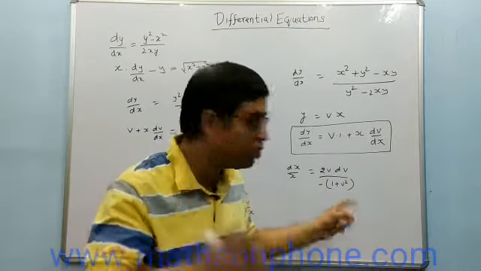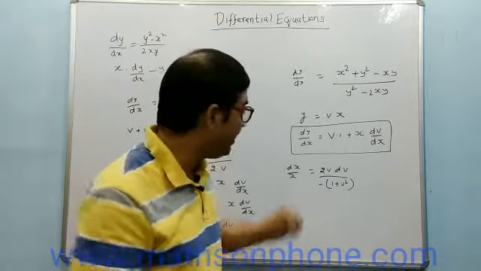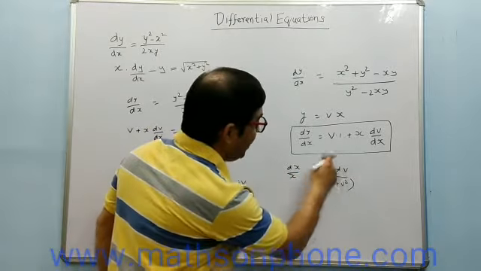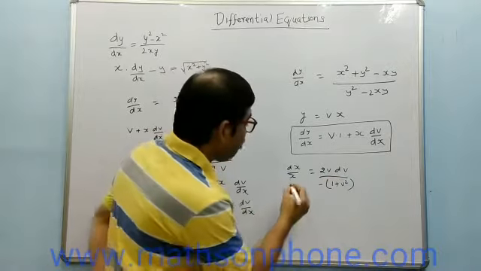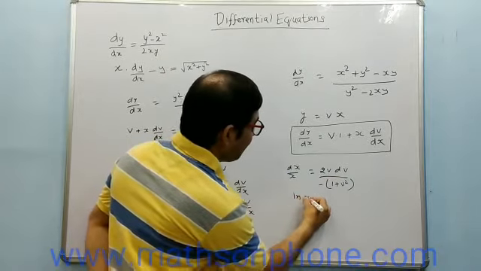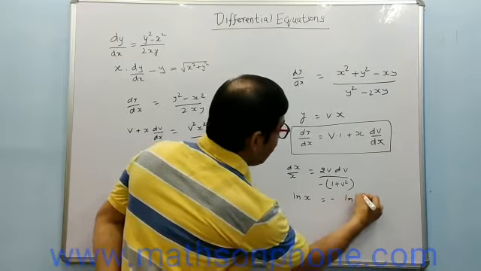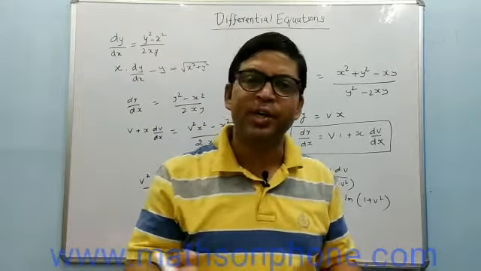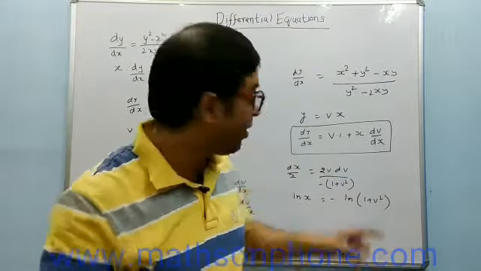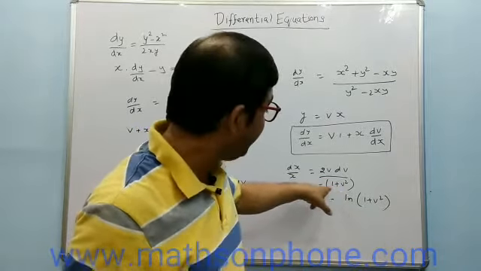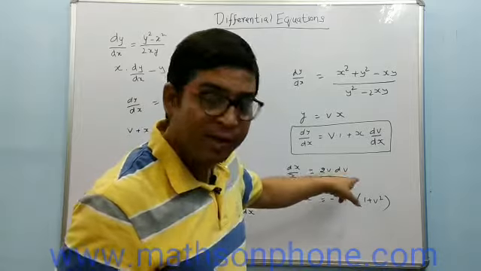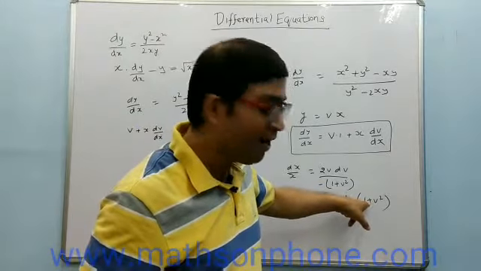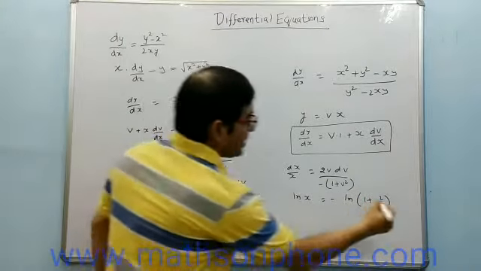How? By a little bit of substitution. If we put 1 plus v square as t, 2v dv will be dt. So it will be in the fashion dt by minus t. So here it is ln x and here it is minus ln 1 plus v square. A simple bit of substitution we did here to get it integrable. I just put 1 plus v square as t. Its derivative will be 2v dv. So this is dt. dt by t is ln t. So ln t we have taken as ln of 1 plus v square, plus c.